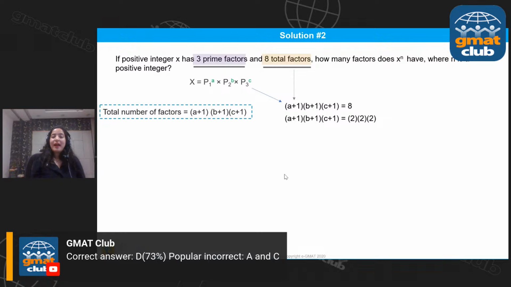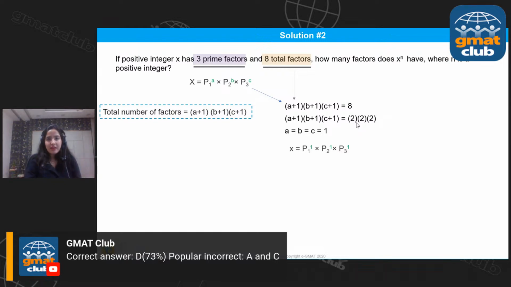If you're wondering why not 8 times 1 times 1, well, if any of these is 1, say b plus 1 is 1, then it would mean b is equal to 0. Then that would mean p2 is not even a prime factor, but that's wrong. All three of these, p1, p2, p3, have to be prime factors, so the powers have to be positive integers. So there's only one way that I can express 8 as a product of three numbers, and from here I can get the values of a, b, c. Done.